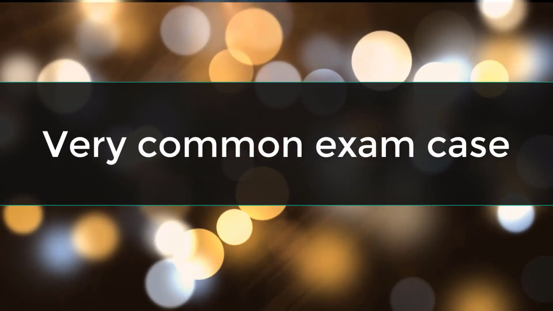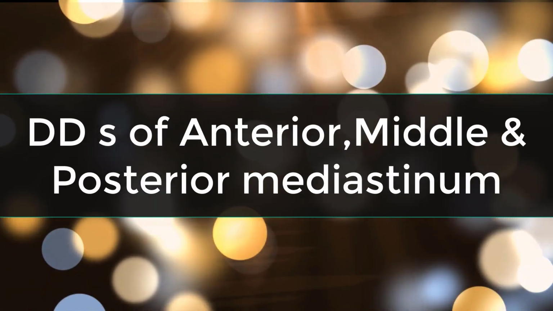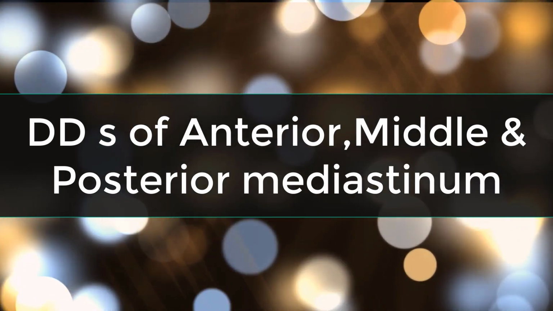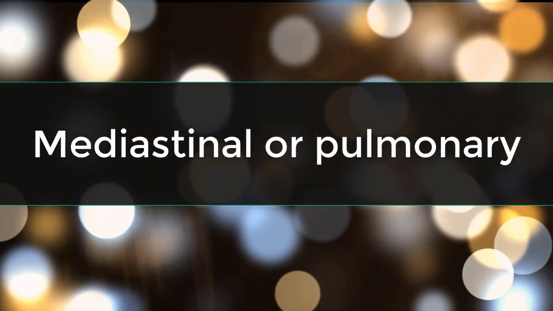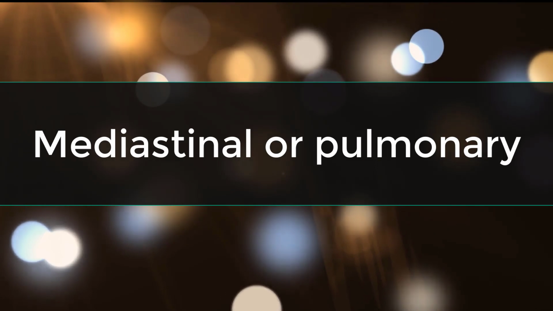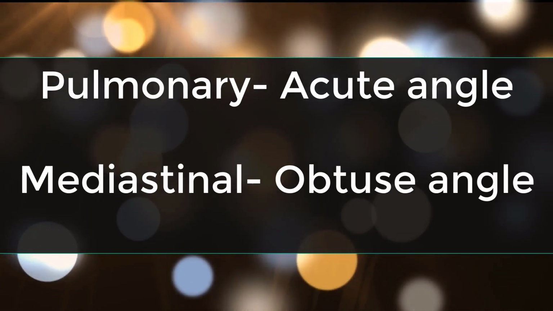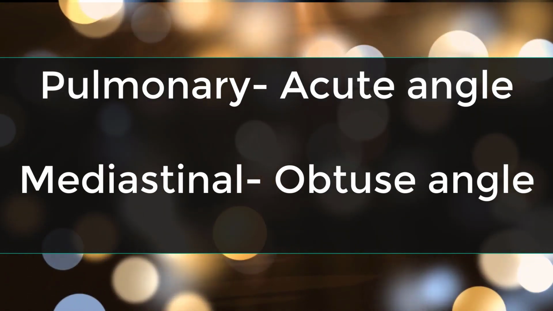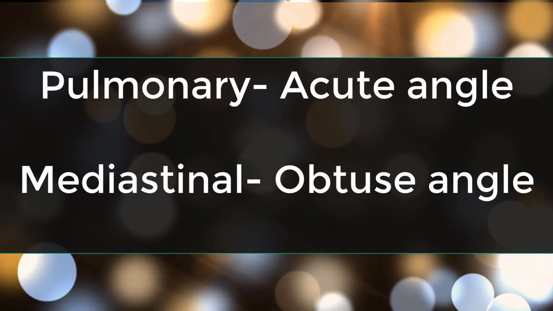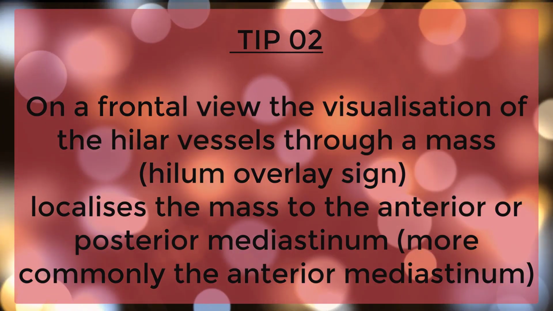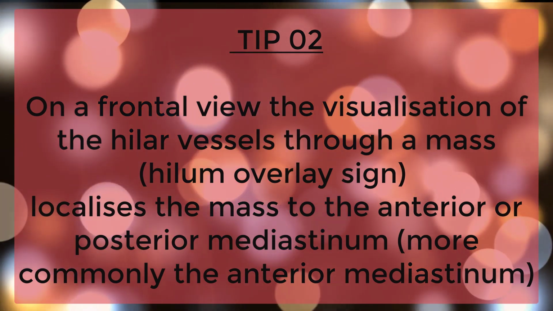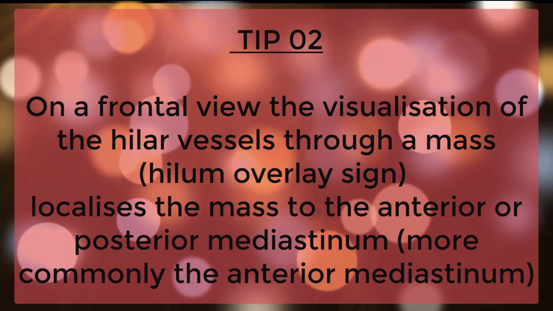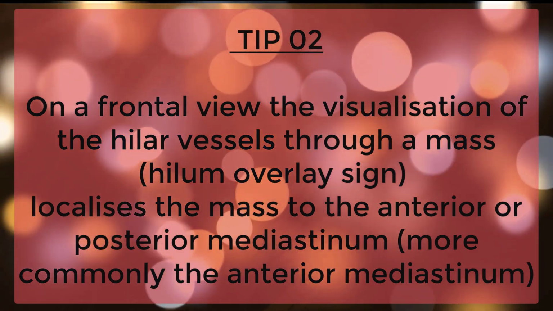Well guys, this is a very common exam case, so it is very important to recap the differential diagnosis relating to the anterior, middle and also posterior mediastinum. First, consider whether the mass is mediastinal or pulmonary in origin. For that, I gave you a tip a short while ago. In general, pulmonary masses form acute angles with the mediastinum, and mediastinal masses form obtuse angles. On a frontal view, the visualization of the hilar vessels through a mass, which is also known as hilum overlay sign, localizes the mass to the anterior or posterior mediastinum, but more commonly the anterior mediastinum.